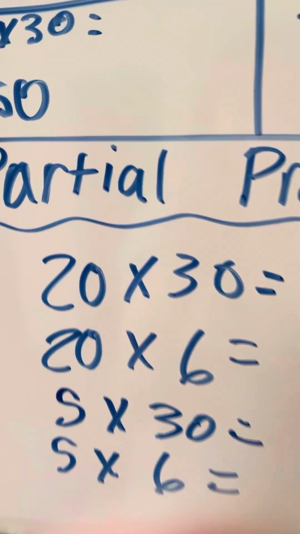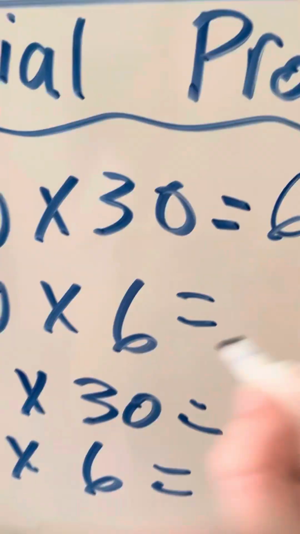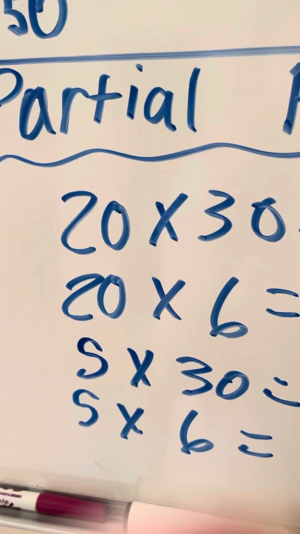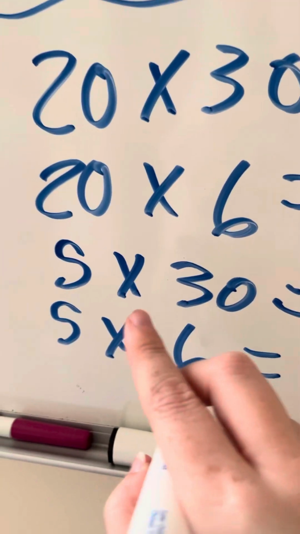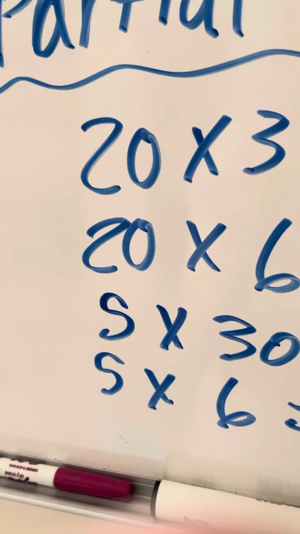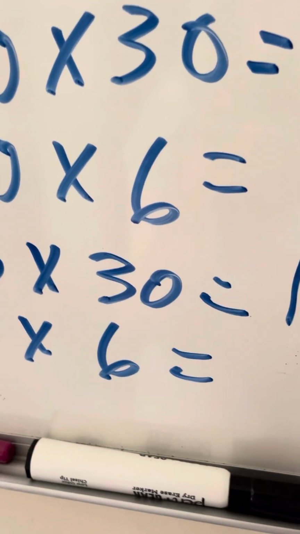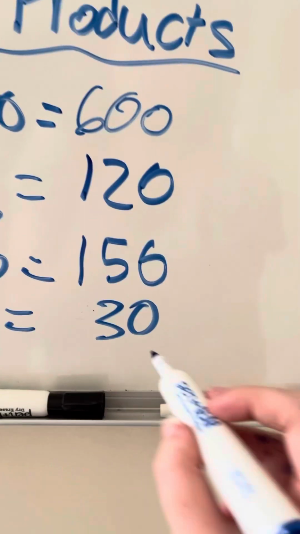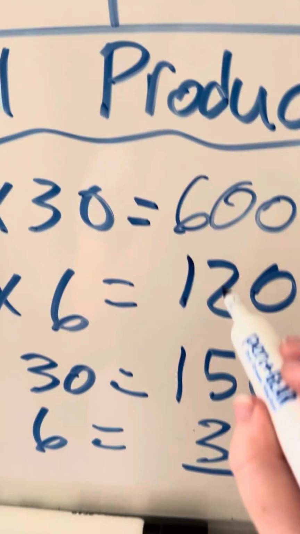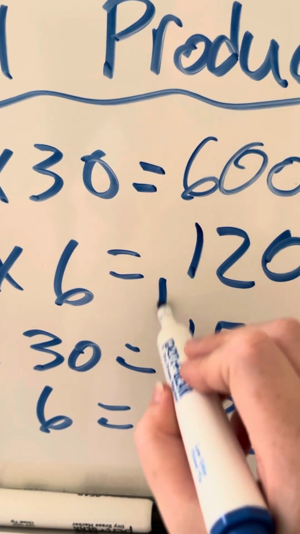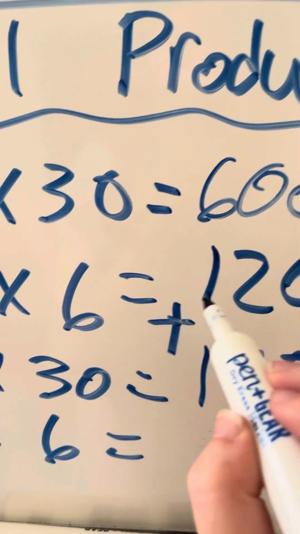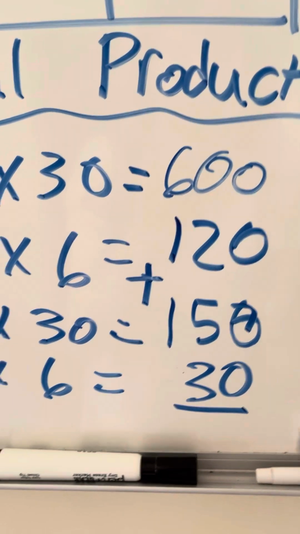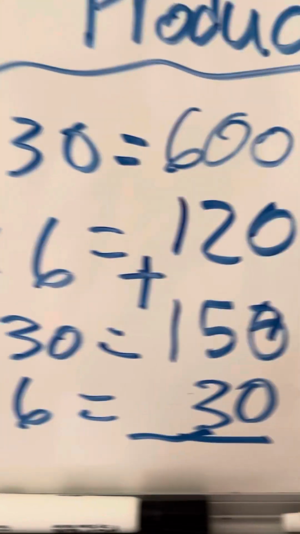But now we get to the best part, which is 20 times 30. So 20 times 30 is obviously 600. 20 times 6 is 120. 5 times 30 is 150. And 5 times 6 is 30. All right. Now, I always tell my students that if your numbers do not line up really nicely, always rewrite it. But since it actually works here right now, I'm going to leave it as is. And I'm just going to add it right here.